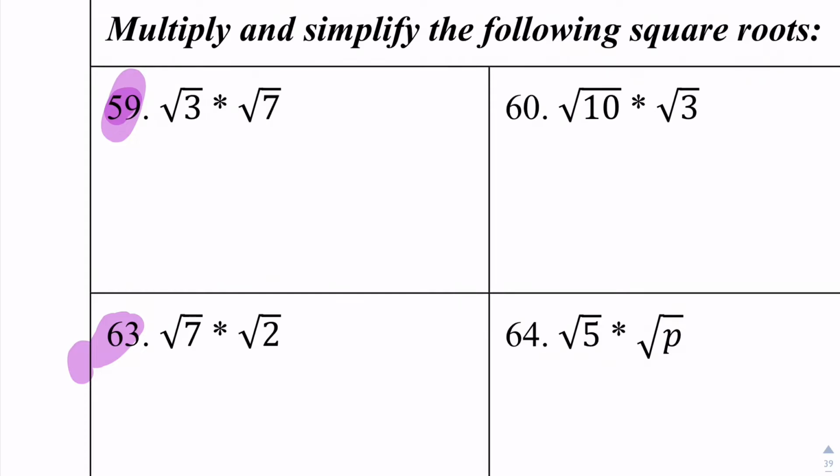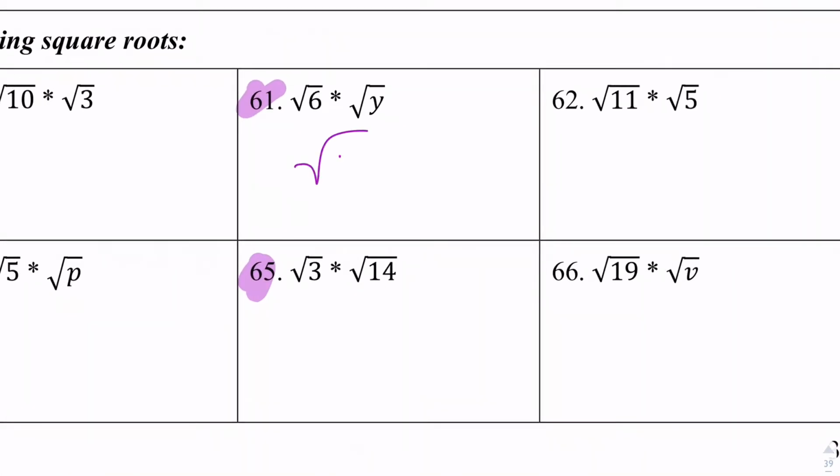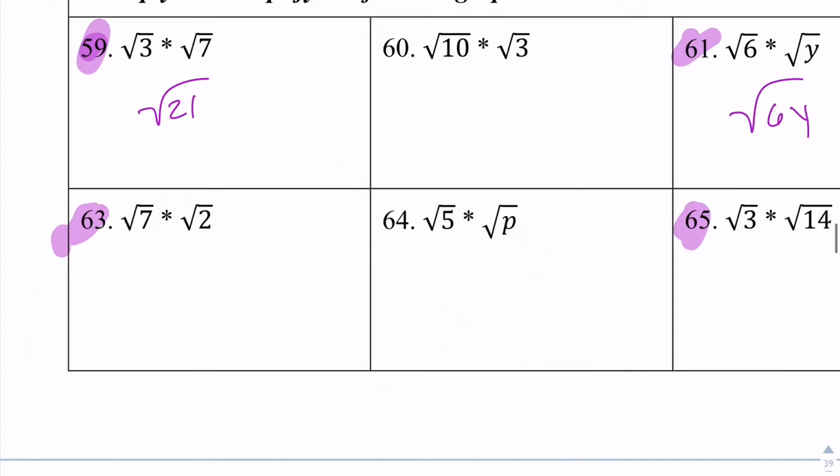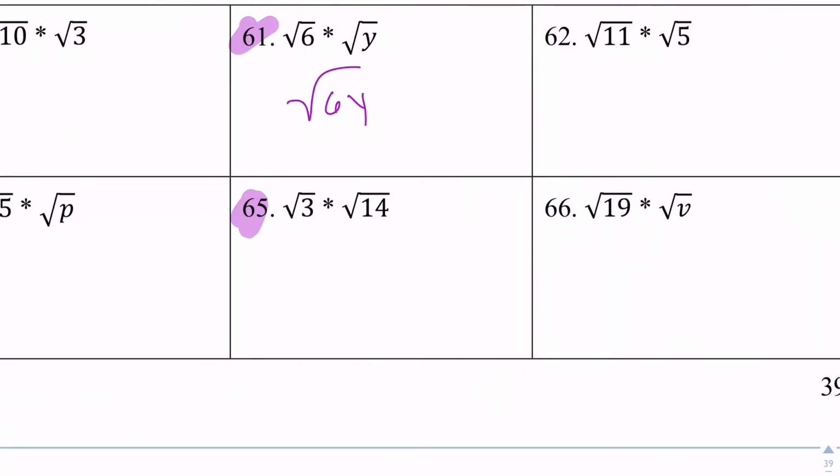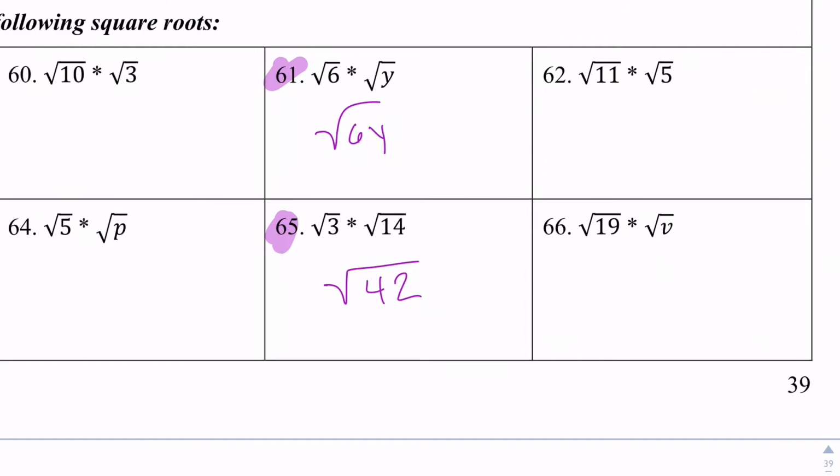So square root of 3 times square root of 7 is just square root of 21. Square root of 6 times square root of y is just square root of 6y. Square root of 7 times square root of 2, let me give you a moment, square root of 14. Square root of 3 times square root of 14, square root of 42. Okay, so we'll go ahead and pause right there, but that's really just what these 8 problems are all about.